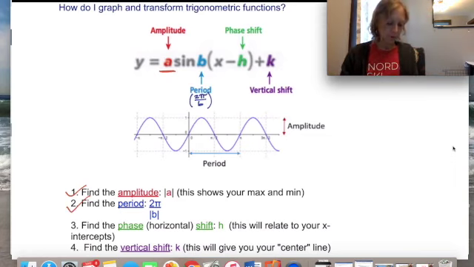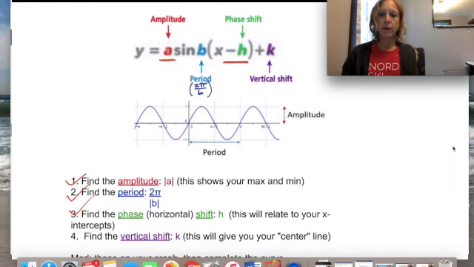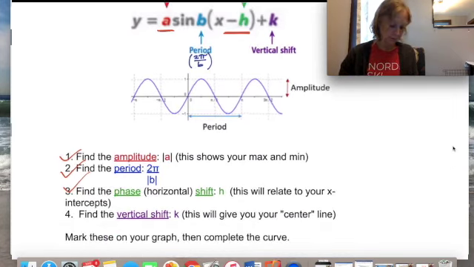Then we're going to look for any phase shifts. Okay, that'll help us to identify where to start our graph, okay? Because sine typically starts at 0, 0, right? But if we have a phase shift, if it's getting shifted over, we'll have to put that intercept over whatever that distance is. And then finally, we'll look at our vertical shift. That will help us to know if it's centered on the 0 line, just like all of the other ones we've seen so far, or if we need to move it up or down and center it somewhere else. Once we get all of these things labeled on our graph, then we'll fill in the curve.